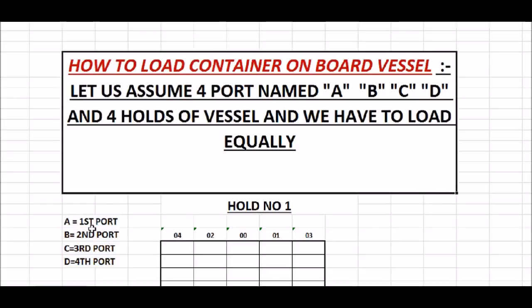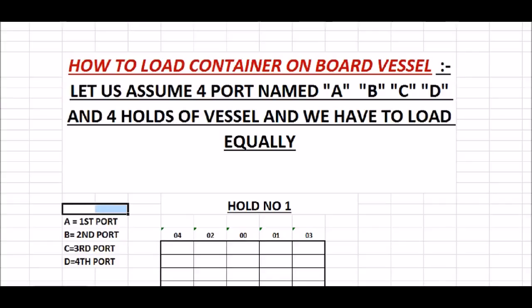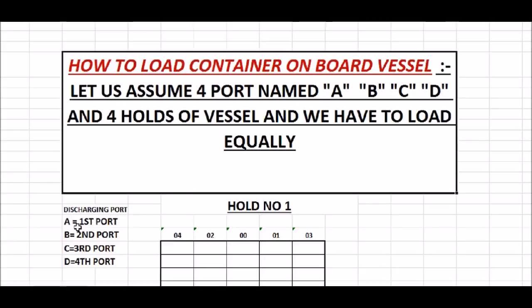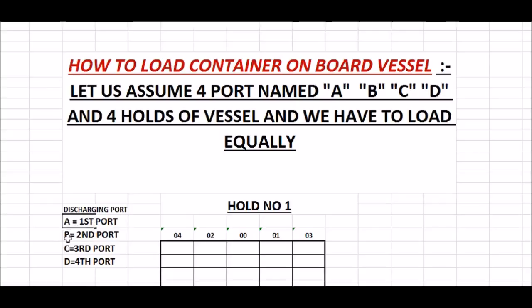So we consider that A is the first port at which the vessel will discharge. This will be a discharging port, what we have over here. That is, first we will discharge at A, then we will discharge at B, then at C, and then at D.